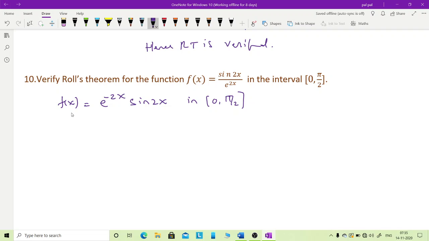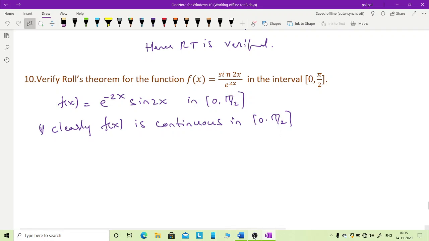Now you take the continuity condition. The exponential function is continuous, and the sine trigonometric function is continuous in the interval 0 to pi by 2. So clearly the function f of x is continuous in the interval 0 to pi by 2.